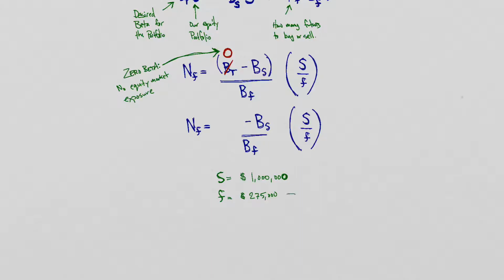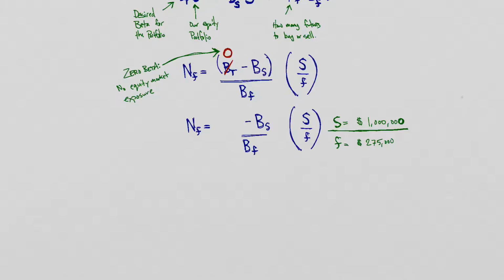$275,000. This is for the S&P 500. So I'm buying a futures contract on the S&P 500. To really equate these, it looks like I'd need to buy a little under 4 futures contracts to have the movements in the futures offset the movements in the overall portfolio here.